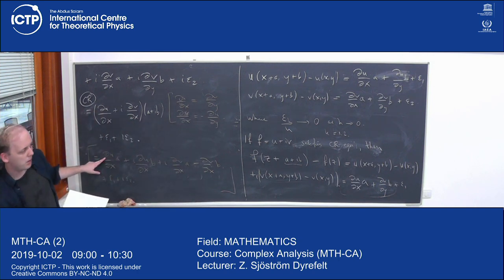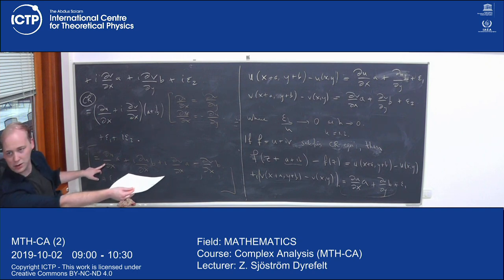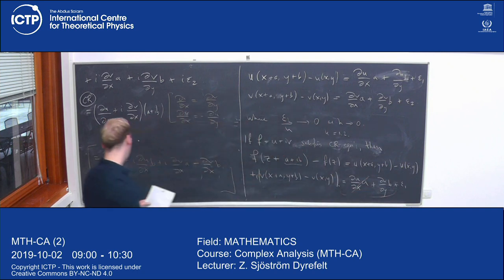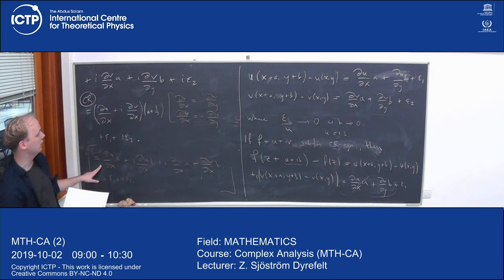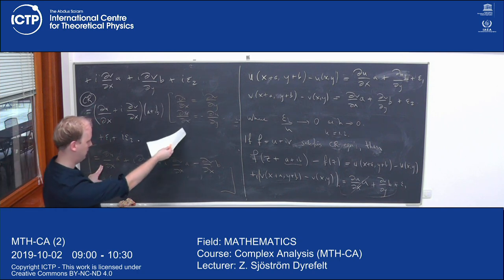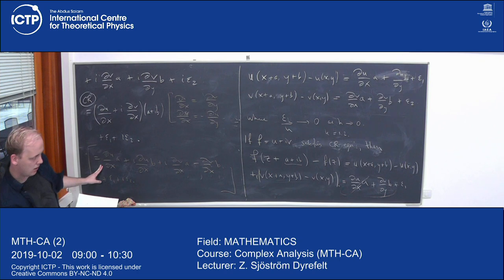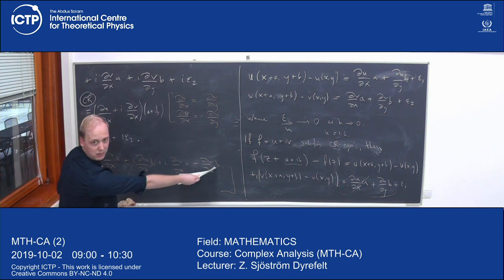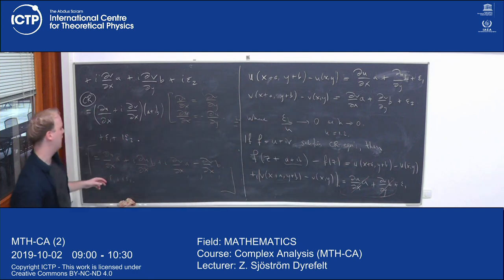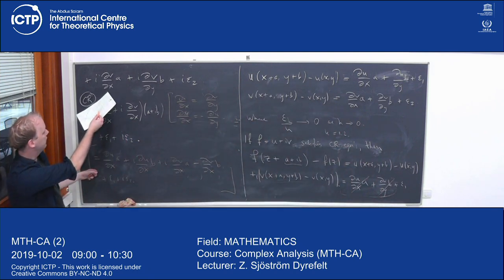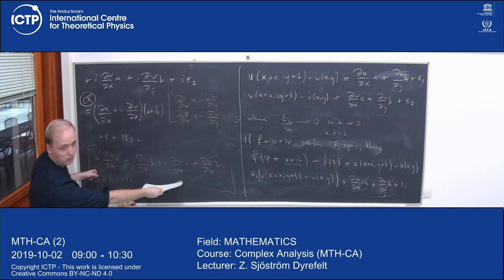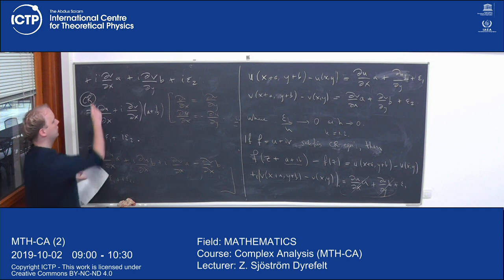Okay, so we had partial u partial x times a over there, so this is accounted for. Partial u partial y times b we don't have here, but partial u partial y is equal to minus partial v partial x. So minus partial v partial x times b is here, so this one is accounted for. Then we have partial v partial x times i a, and this one is here. So this is good, this one is accounted for.